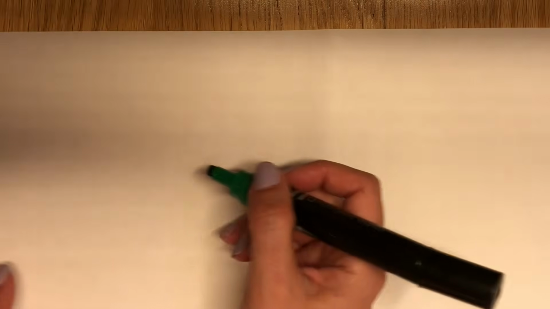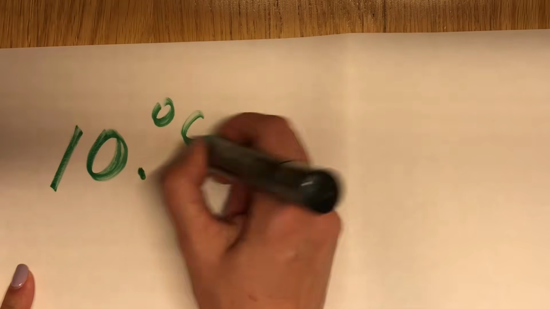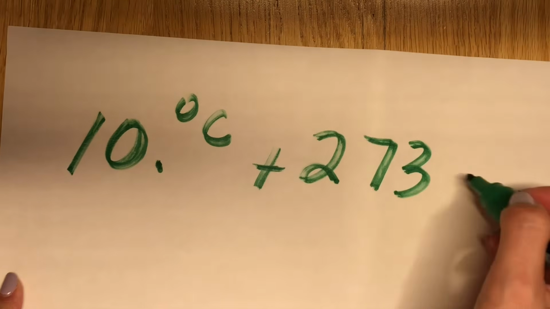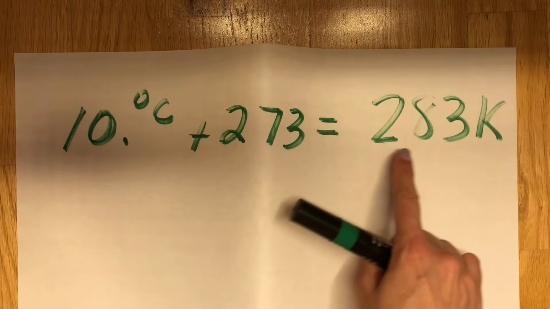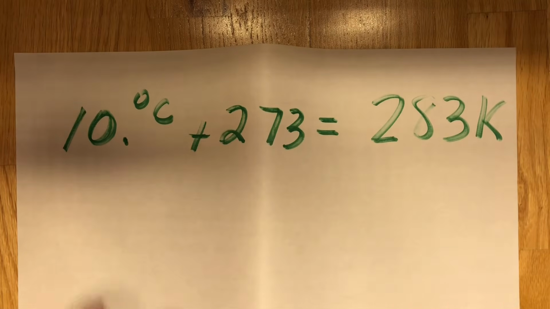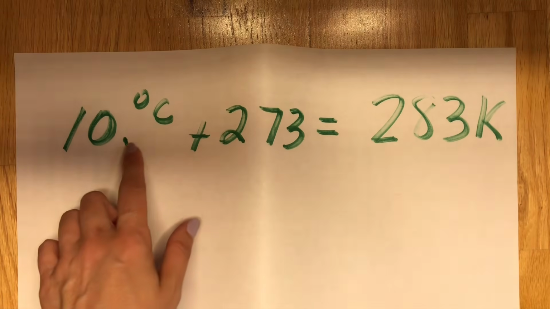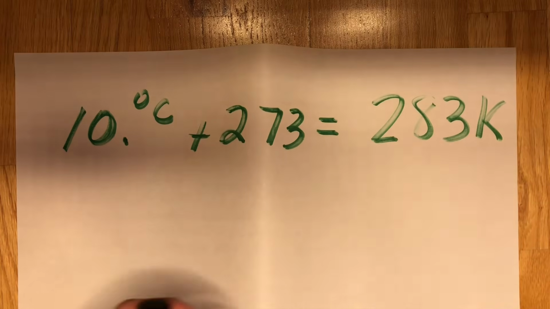So let's try one right now. So let's say something like we have 10 degrees Celsius. How many Kelvin is that? All we have to do is add 273 to that, right? And that will give us Kelvin. So in the end, we end up with 283 K. And if you remember, we're adding. So for sig fig rules, you want to go to your least amount of places. So I've got no places after the decimal, so no places after the decimal.